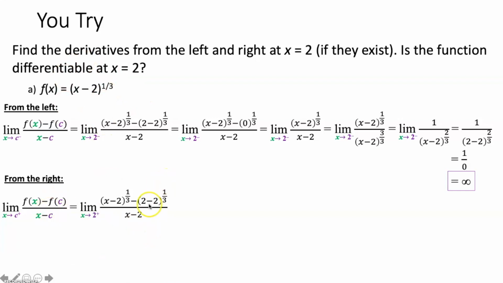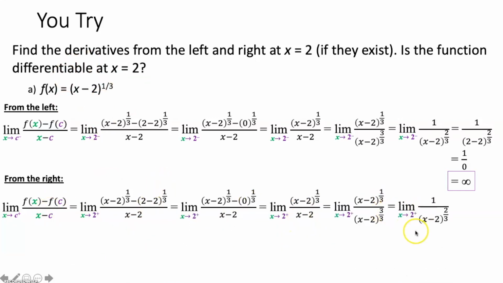We plug in the same c value, we simplify, and we get all the way to the exact same point, except this time we're coming in from the right. So if we plug in 2 again, we still get 1 over 0. But the question is, do we get positive infinity again as our slope?